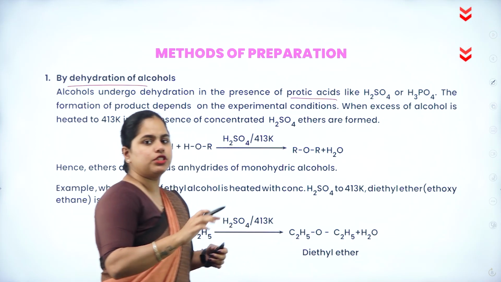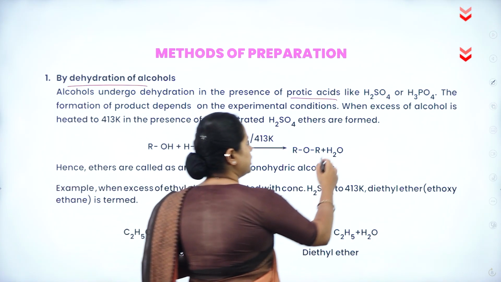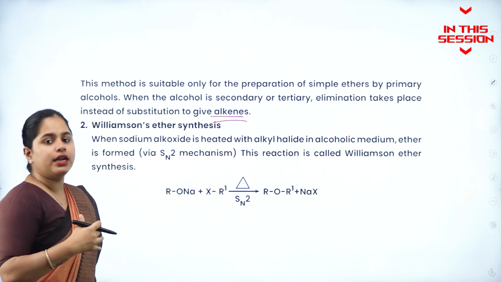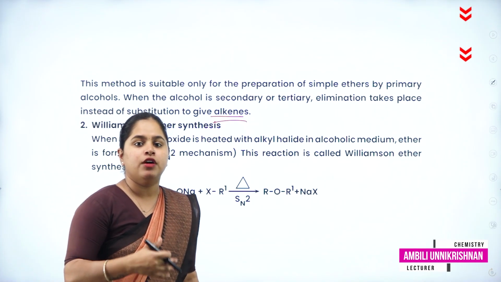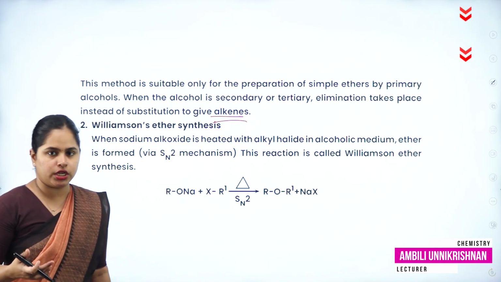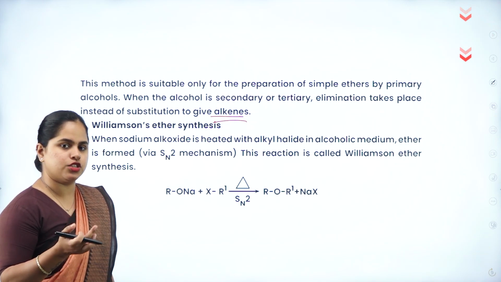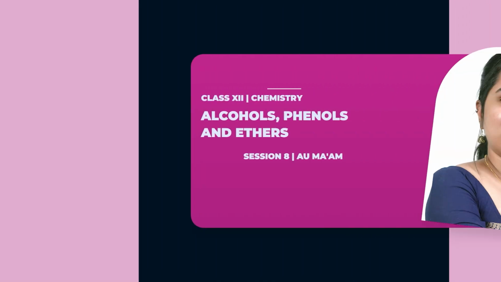What are protic acids? Those which can release H+, right? Like H2SO4, H3PO4, that is sulfuric acid or phosphoric acid. Dehydration of alcohols, if you are doing it for a secondary or tertiary alcohol, you are going to get alkenes. Okay, elimination will take place instead of substitution.